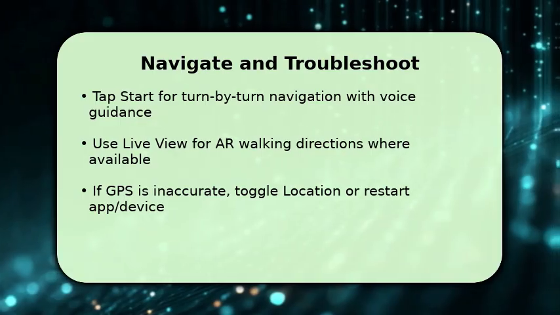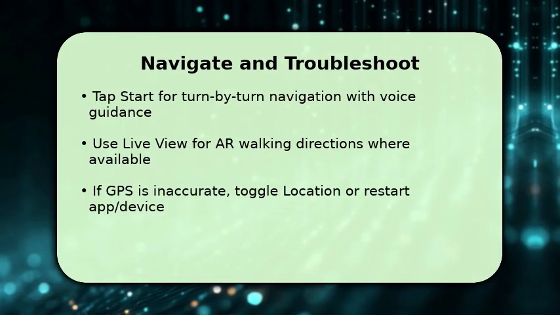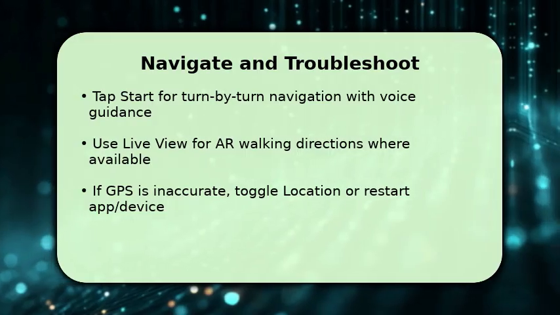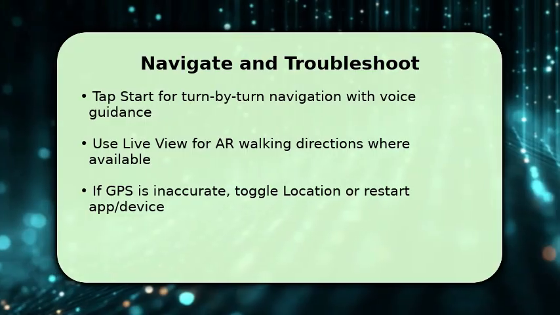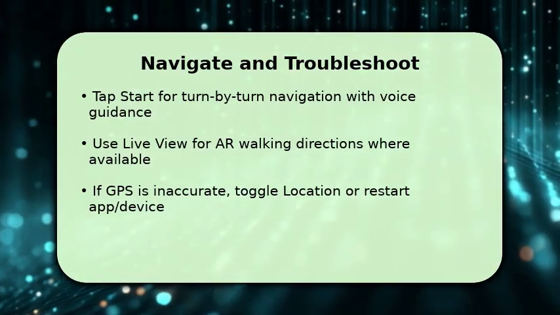They tell you when and where to turn so you can focus on driving or walking. For walking in dense areas, try Live View to see arrows overlaid on the camera feed. It's great for confusing intersections.